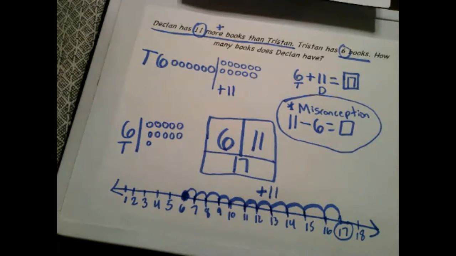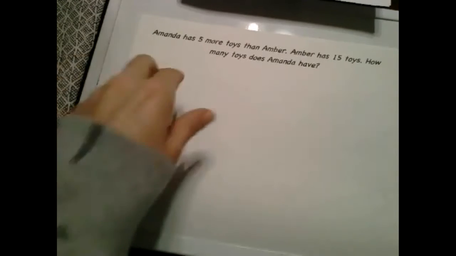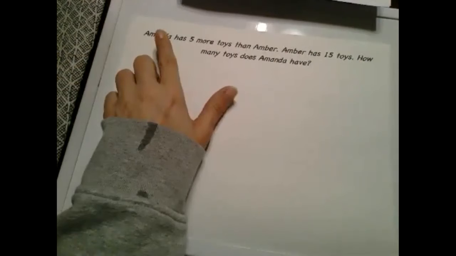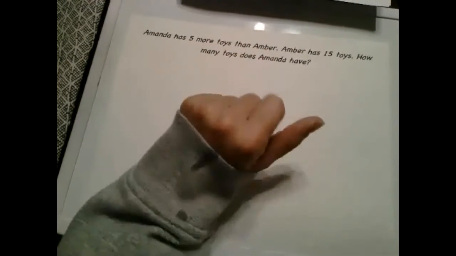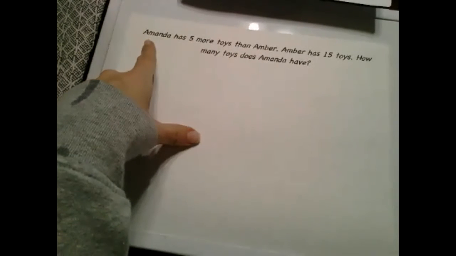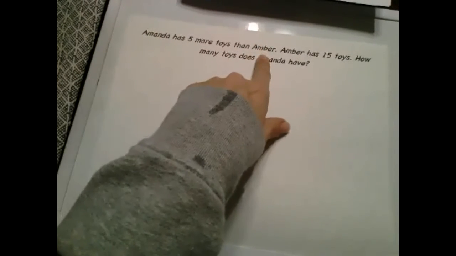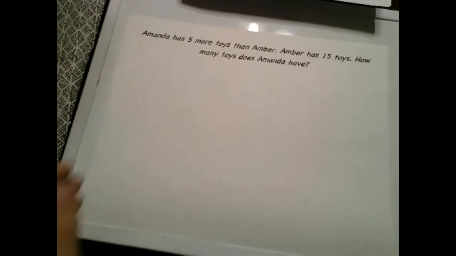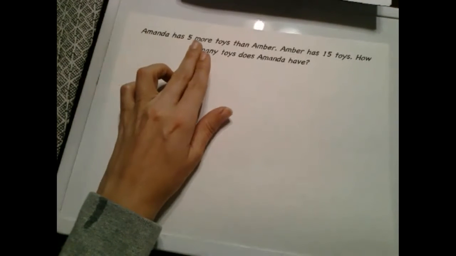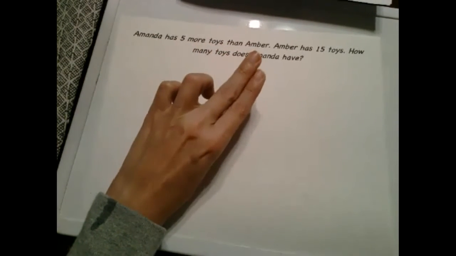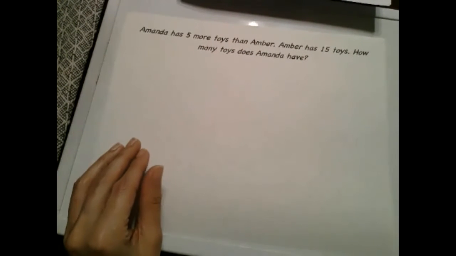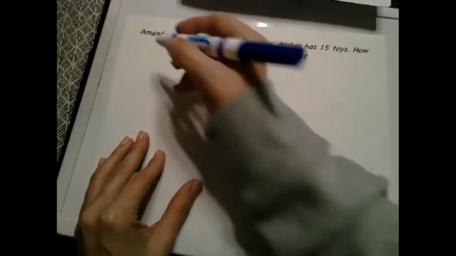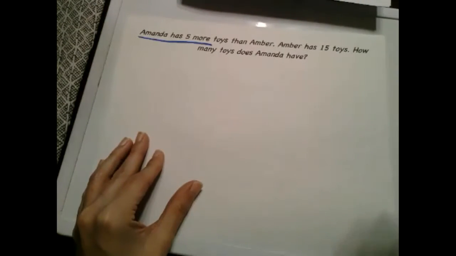Let's try another one. For our next problem, let's think about what we see. Amanda has 5 more toys than Amber. So who is going to have more toys? Is it going to be Amanda or Amber? Listen again to the story. Amanda has 5 more toys than Amber. Who is going to have more toys? That's right. Amanda will have 5 more toys than Amber.